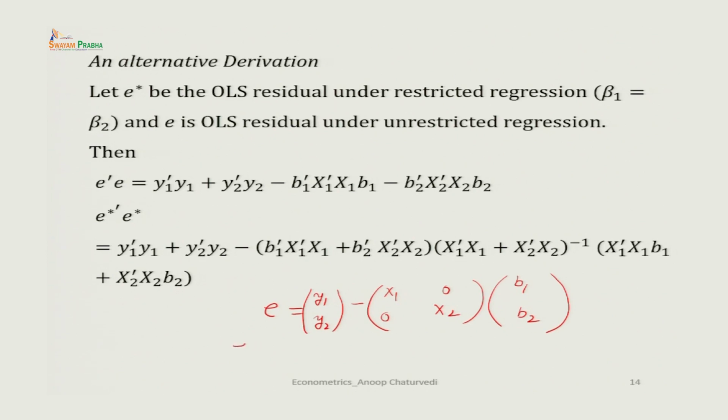To derive E star, we have y 1, y 2 here minus, now your matrix of explanatory variables is x 1, x 2. When beta 1 is equal to beta 2, you take this matrix and then you obtain the OLS estimator B here. So, this is how you can get E star. Just write the expression for B here and then you get E star, and then you can obtain E star transpose E star.